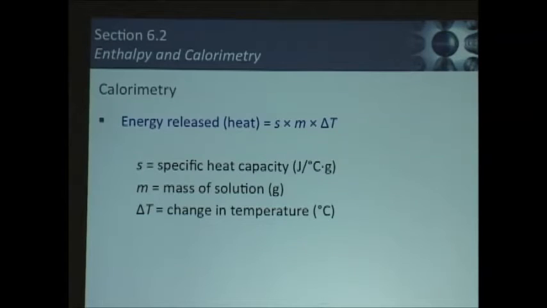All right, so this is the main heat equation. Heat is equal to specific heat times mass times change in temperature. I would like you to note the two units here. Mass is in grams and the change in temperature is in Celsius. So conversion of temperature to Kelvin is not necessary when you are dealing with the heat energy equation.